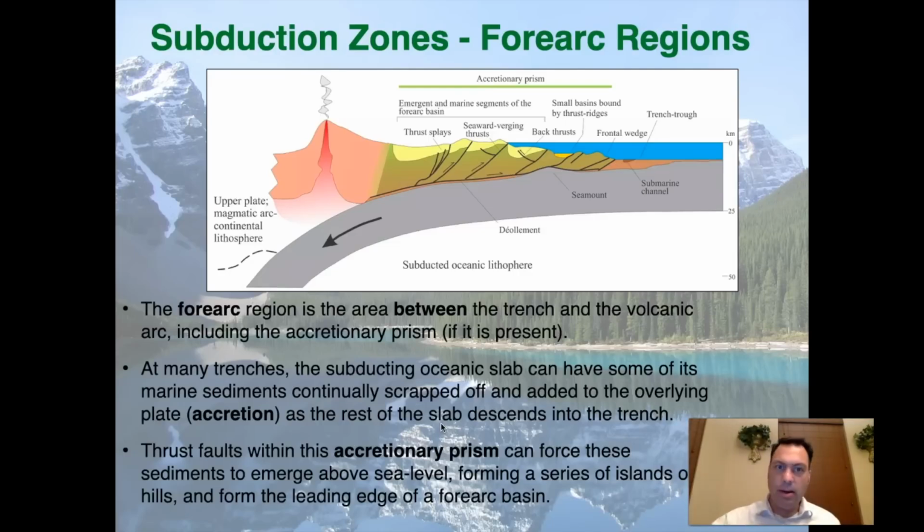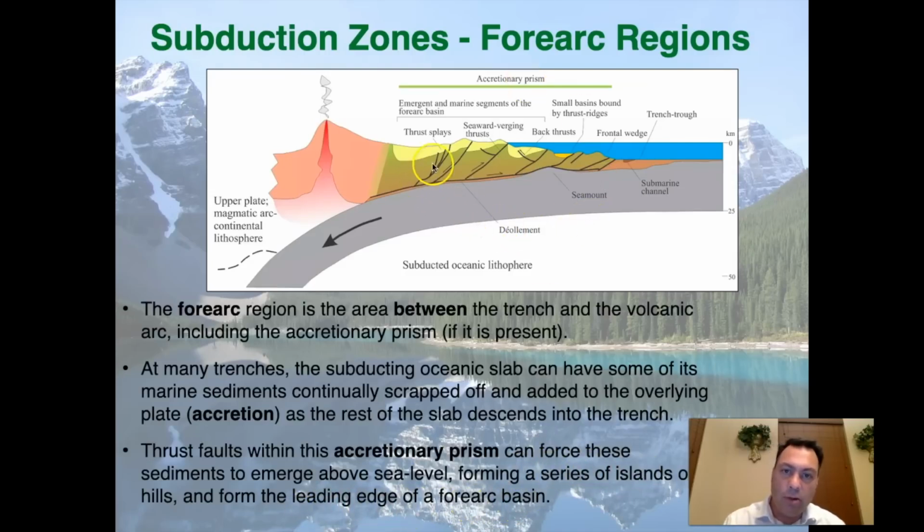And that's what we're seeing here, the sediments that have accumulated on the sea floor are being scraped off and then added across the trench to the other plate. So this is material that used to be on the subducting plate and has now been transferred over to the overriding plate. That's called an accretionary prism. The way that's accommodated is through a series of thrust faults. Thrust faults within this accretionary prism can force these sediments to emerge above sea level, forming a series of islands or hills and forming the leading edge of a forearc basin.